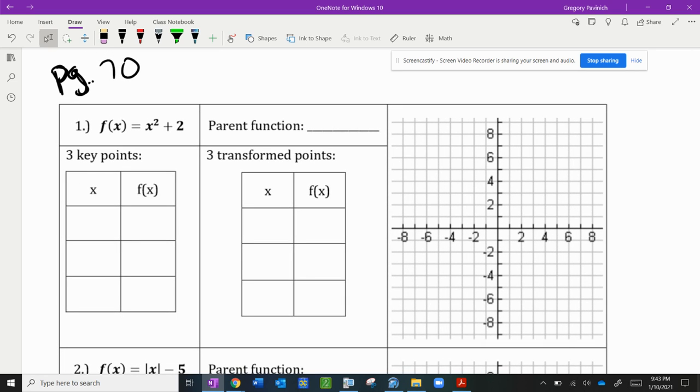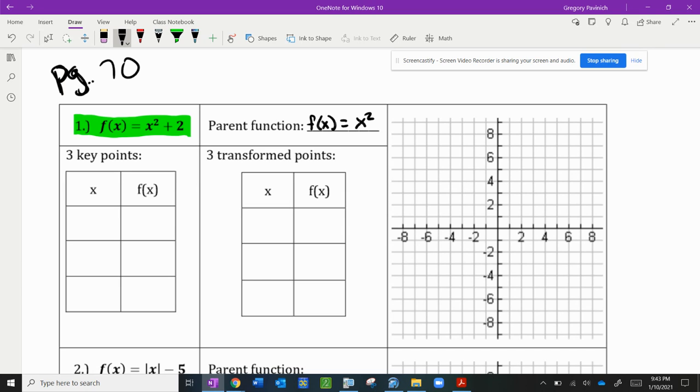Turn your page to, your INB to page 70, and we are going to work out this INB. In this INB, we're going to explore what happens if we add or subtract numbers to our parent function. So the first problem we're going to look at is f of x is equal to x squared plus 2. If we notice, we see our parent function in that equation, which is f of x equals x squared. Notice a 2 has been added outside of the function.